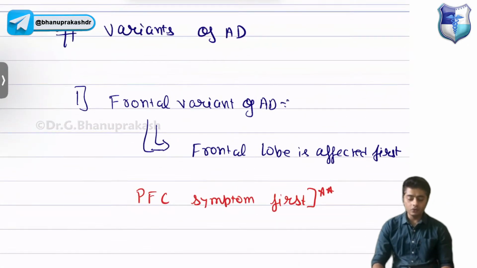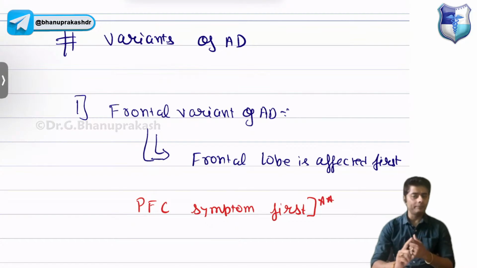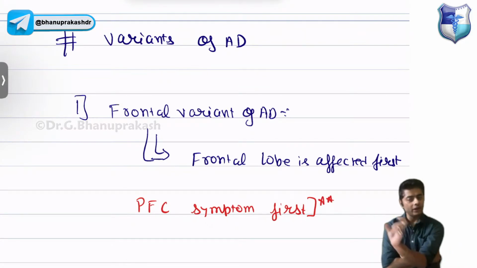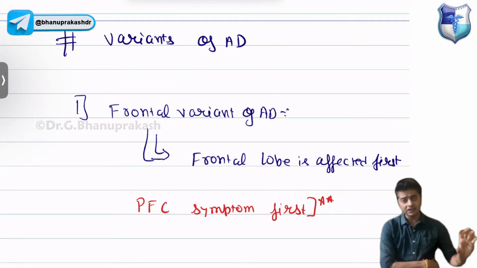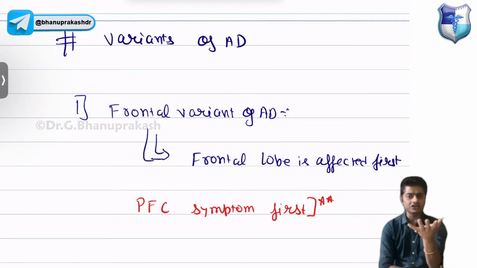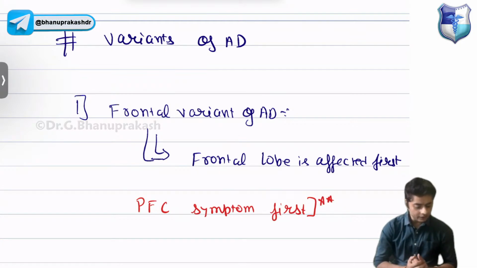So generally, what we know in Alzheimer disease is that parieto-temporal involvement is there first. And in the temporal lobe, memory impairment is the first feature. The first feature in Alzheimer disease is your memory impairment. In the frontal variant of Alzheimer disease, your frontal lobe is involved first. Generally, in Alzheimer disease, the frontal lobe is involved in later stages of disease, after 4 to 5 years. But in the frontal variant, the frontal lobe is involved first. That's why you will get prefrontal cortex symptoms first.